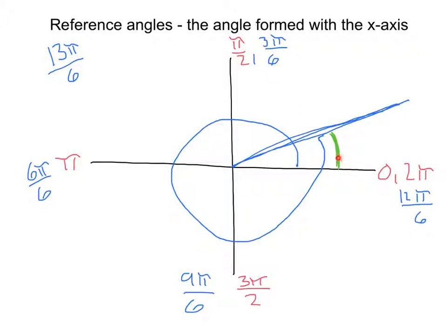So I have a couple different options. 12 pi over 6 plus what gives me 13 pi over 6? I can find out that this is going to be pi over 6, because 12 pi over 6 plus pi over 6 is 13 pi over 6. Or you could do 13 pi over 6 minus 12 pi over 6, which will give you pi over 6 as well. Either way, we want to find this angle right here formed with the x-axis.